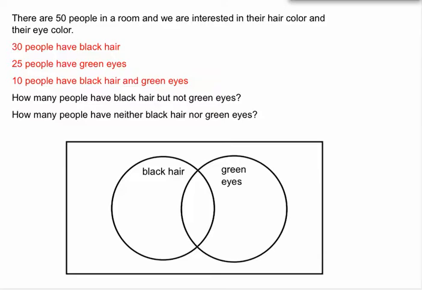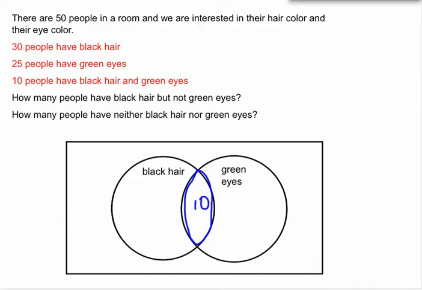Whenever you have more than one piece of information that you're working with, a Venn diagram is a good way to show this if there's some overlap. So what I'm going to do is go to the piece of information here that has the most information, and that would be the 10 people have black hair and green eyes. And here is my overlap between black hair and green eyes. So these are the people here that have black hair and green eyes. They're inside both circles, and I'm going to put a 10 here.